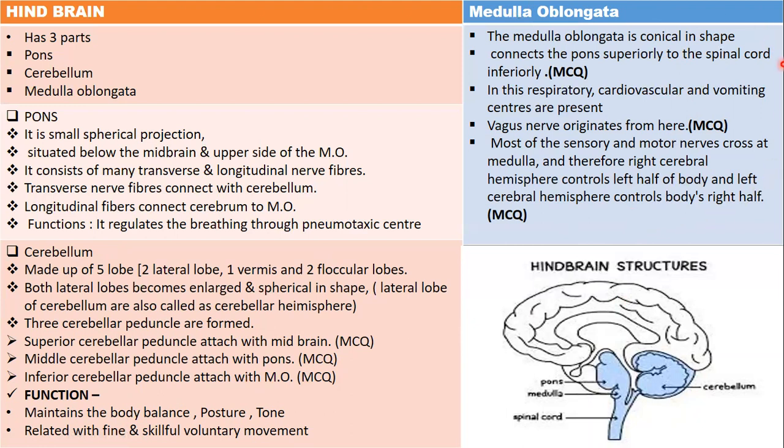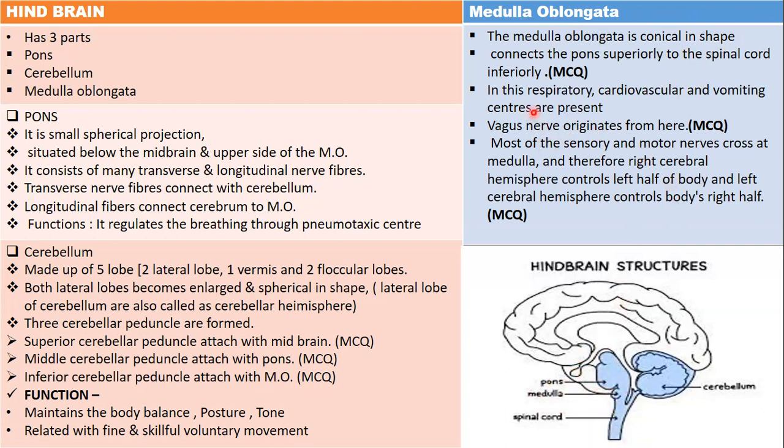The medulla oblongata is conical in shape, whereas the pons is spherical in shape. So just remember these. Medulla oblongata is conical in shape. It connects the pons superiorly and the spinal cord inferiorly. Whereas the pons has the midbrain above and the medulla oblongata below.